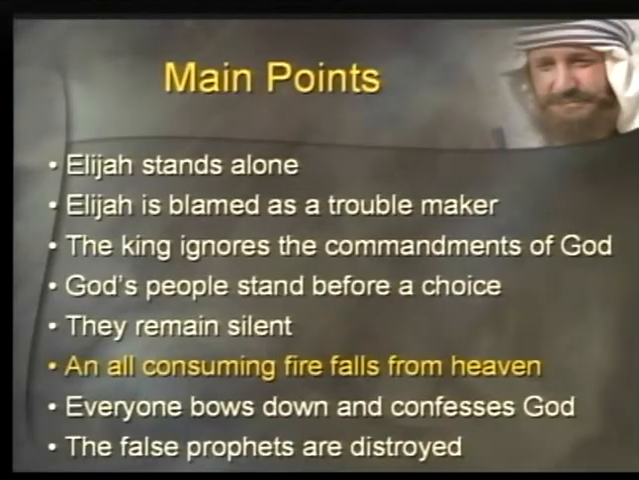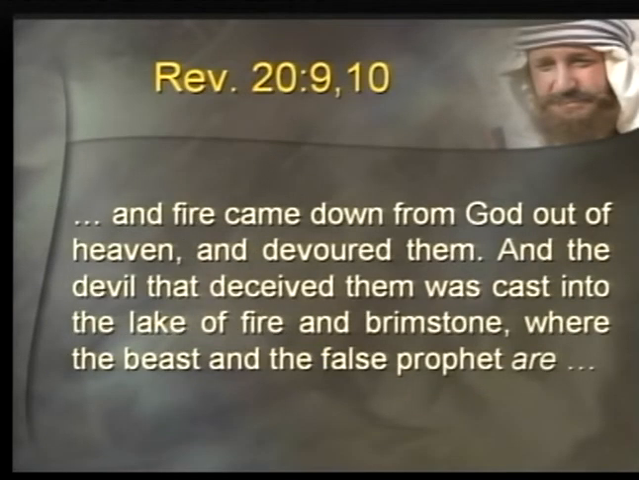Let's look at the third last example that we had. An all-consuming fire falls from heaven. Of course, in Revelation 20, verse 9 and 10, we find a description: fire came down from God out of heaven and devoured them. And the devil that deceived them was cast into the lake of fire and brimstone, where the beast and the false prophet are. So a fire comes down from heaven, exactly the same in the type and the antitype.